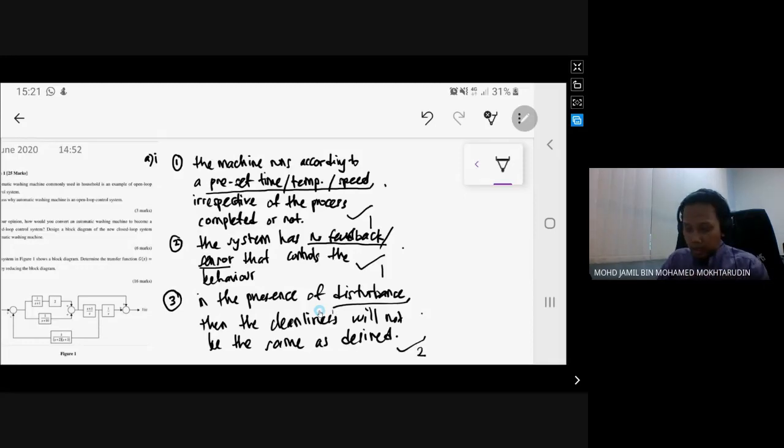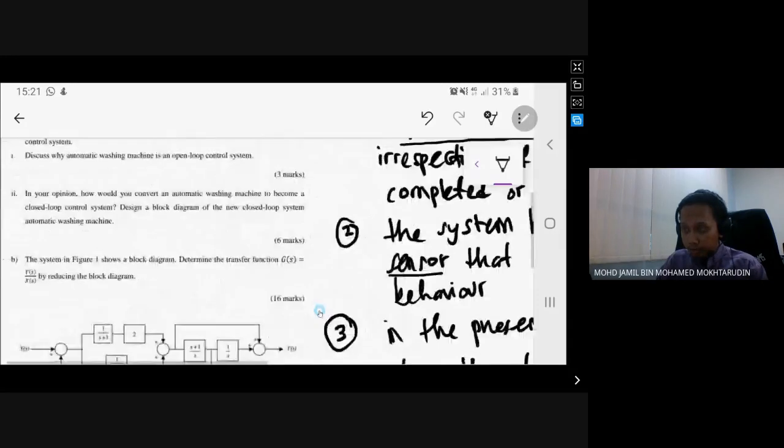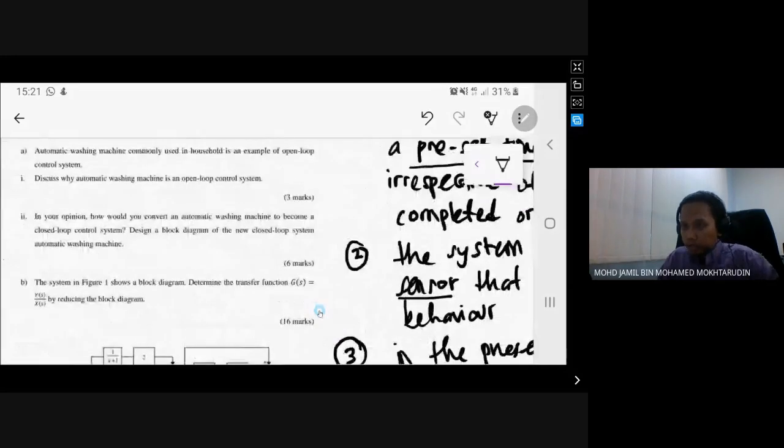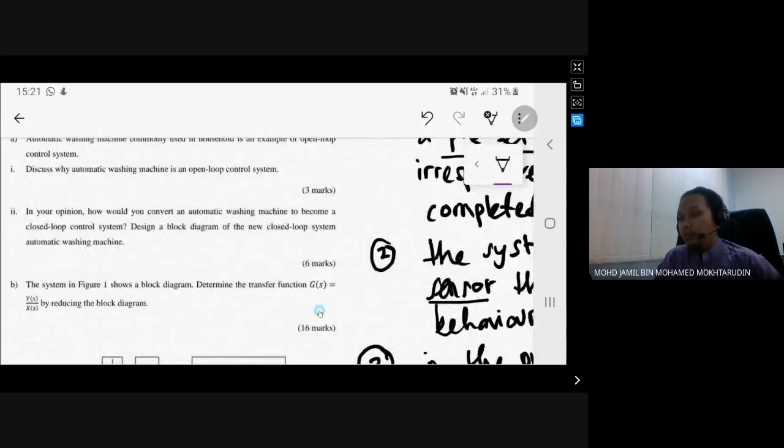So we go to the second question, A2. In your opinion, how would you convert an automatic washing machine to become a closed loop control system? Design a block diagram of the new closed loop system, automatic washing machine. Most automatic washing machines are not closed loop. So the question asks you for your opinion.